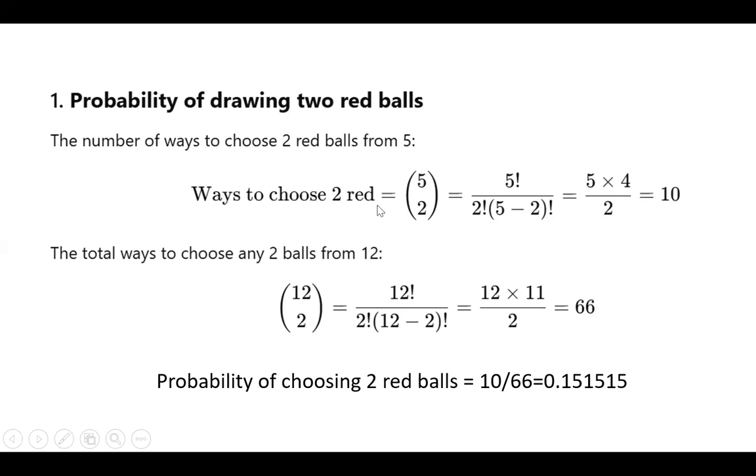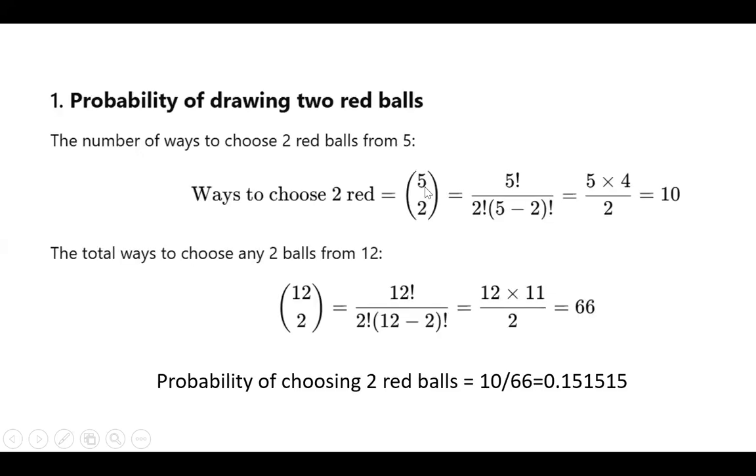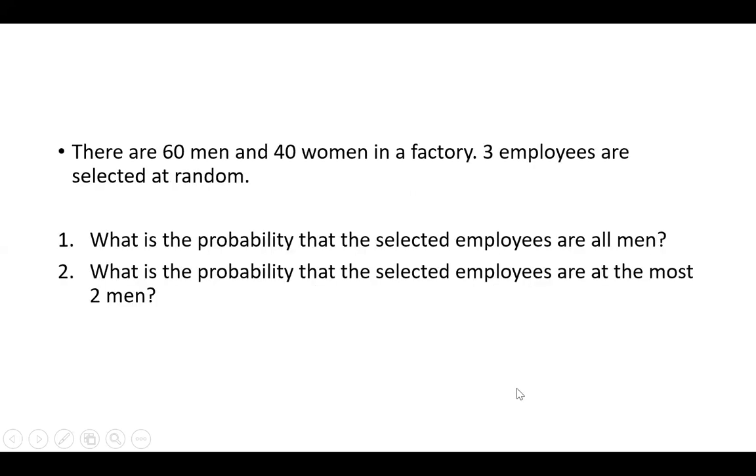Now the ways to choose 2 red out of the 5 red: it is 5C2. By definition, it is 5 factorial by 2 factorial into 5 minus 2, 3 factorial. The 3 factorial cancels with the 3 factorial here. So 4 and 5 will remain here and 2 will come here. So 10. So the answer is 10 by 66.